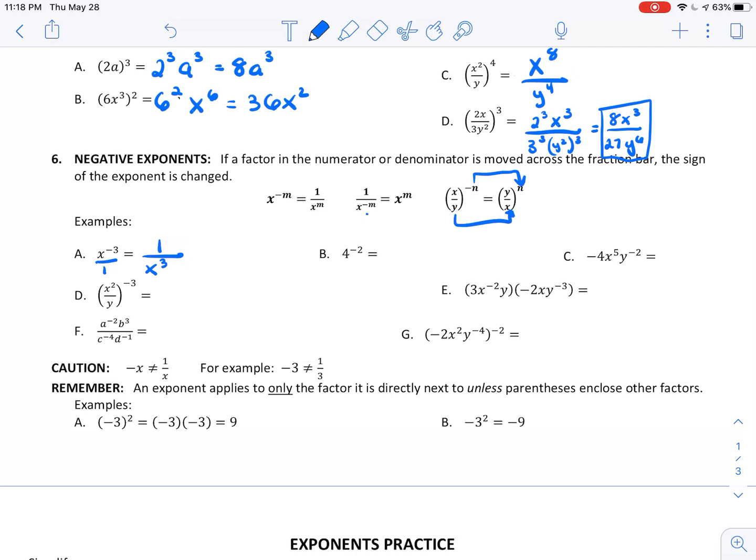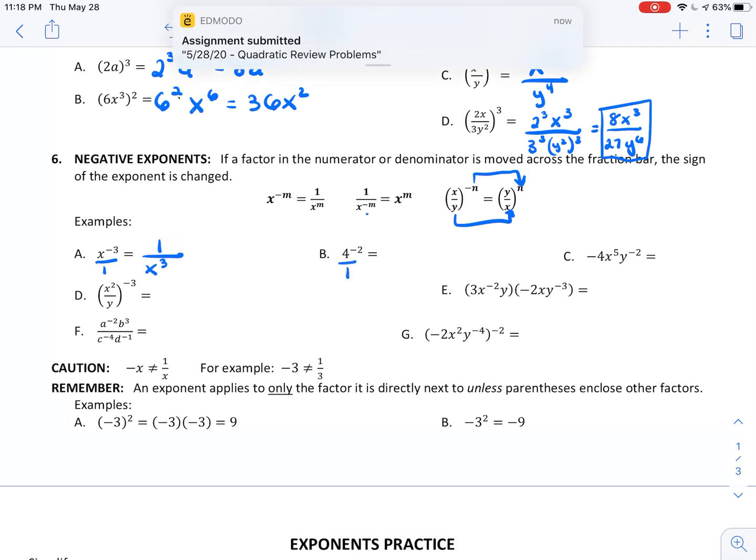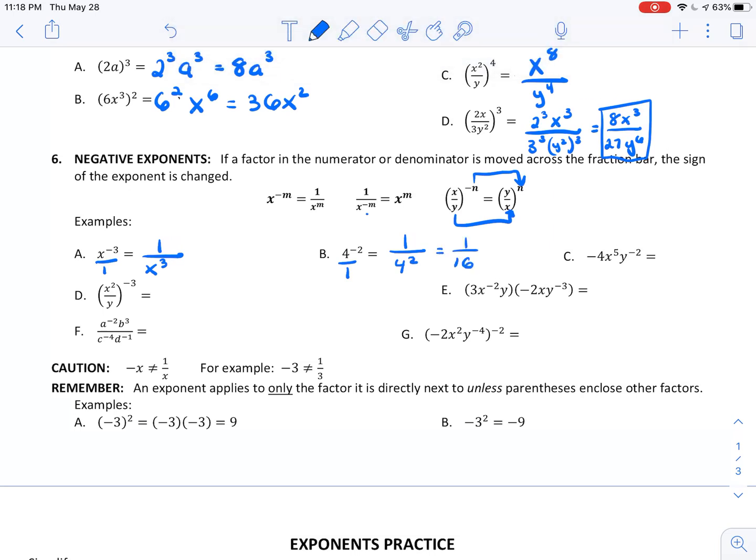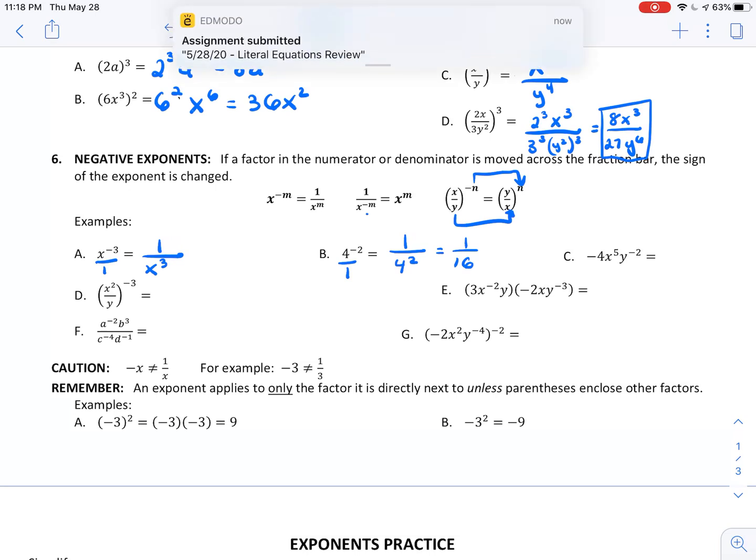That's it. 4 to the negative 2. Well, again, that's technically over 1. So the reciprocal would be 1 over 4 squared, which is 1 over 16. What about C? Well, negative 4 doesn't have a negative exponent, so it's not going to be moved. X to the 5th does not have a negative exponent, so it's also not going to be moved. So the only thing being moved is the y to the negative 2.